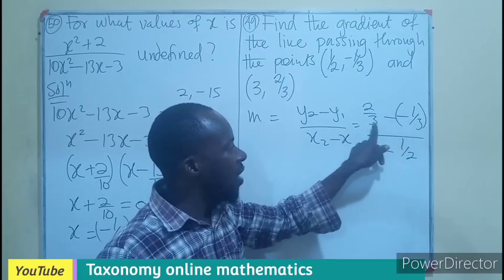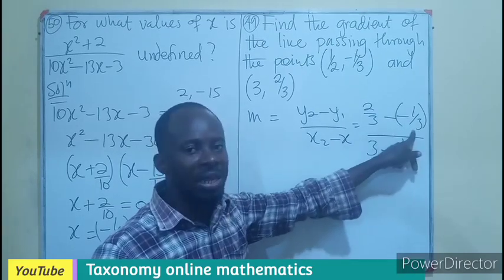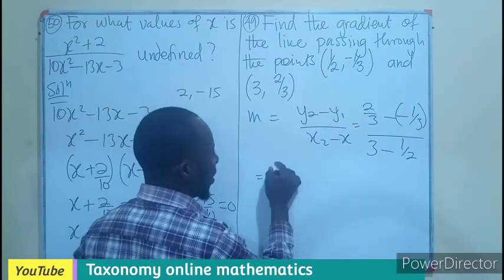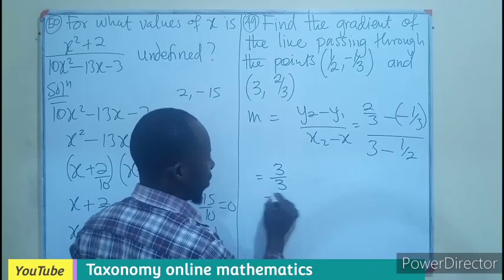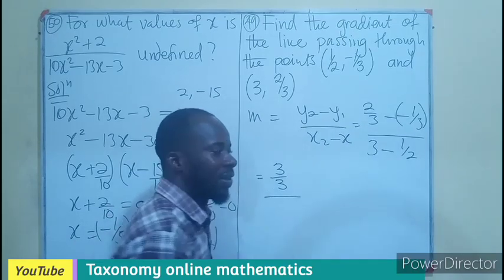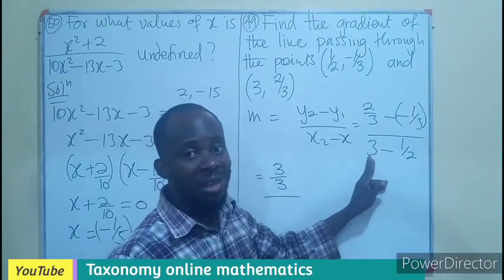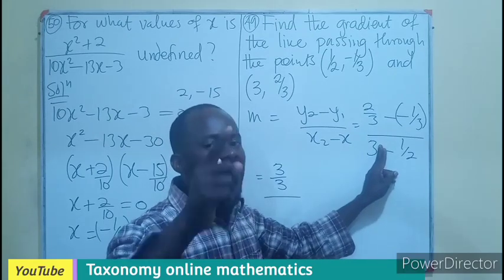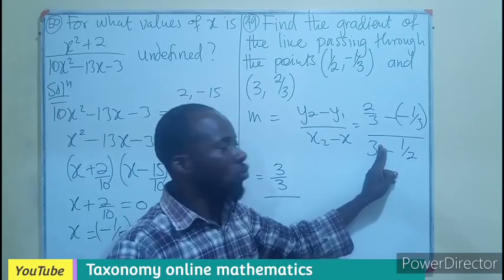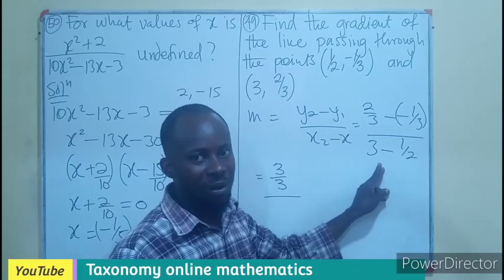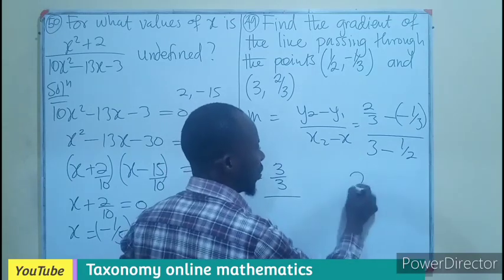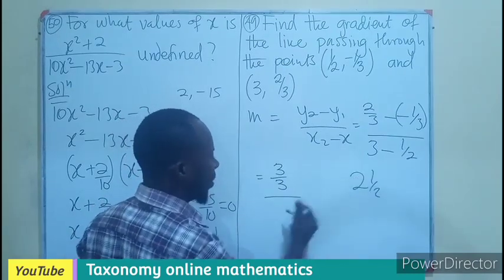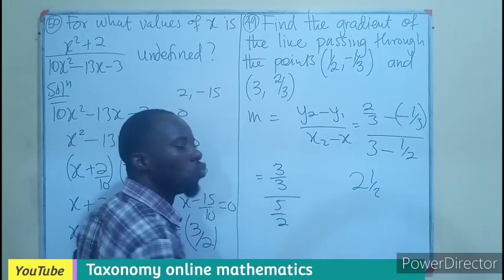So I'll be having 2 on 3 plus 1 on 3. If I have a fraction with the same denominators, we only add the numerators. That means I'll be having 3 divided by 3, over 3 minus a half, which is 2.5, and we can change it to a mixed fraction, 2 plus 1 over 2, which is 5 on 2.